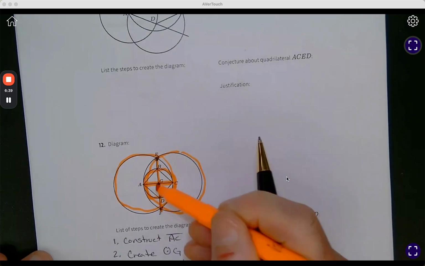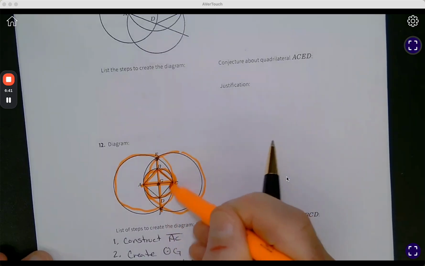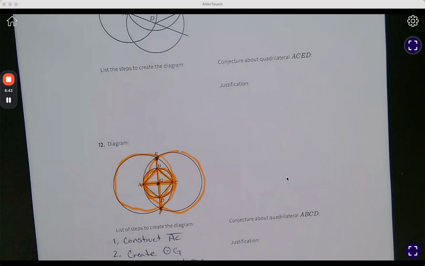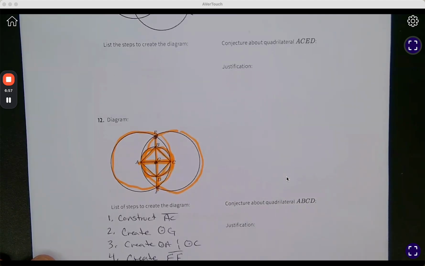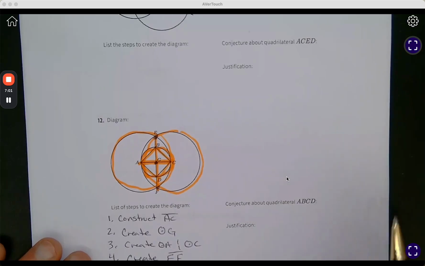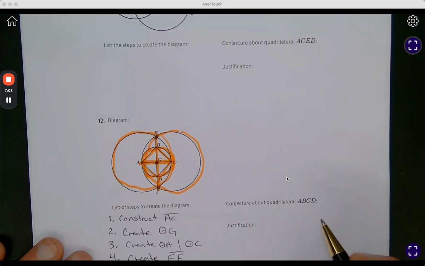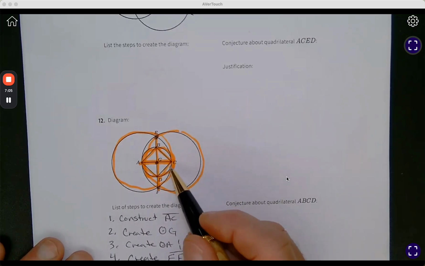And the last thing I would do is construct the sides of the quadrilateral. Construct sides of quadrilateral. And that would be it. That would get it done. Let's see, what do I know about A, B, C, D? Well, I know that all the sides are congruent.